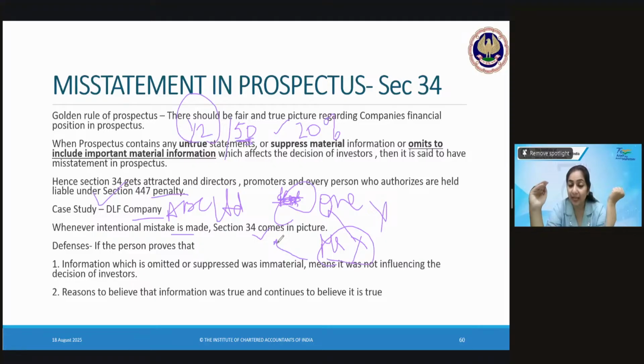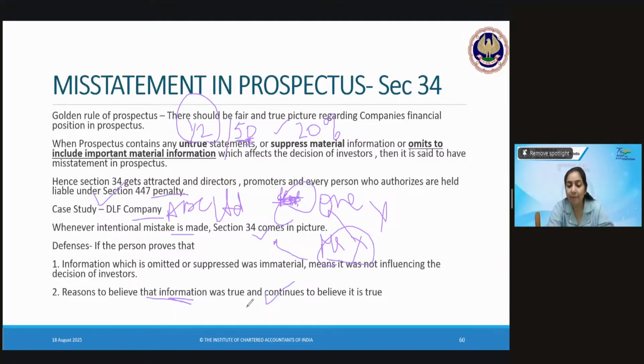If the information is such that it is not material, back to English because we have students from South also. If the information which has been omitted or suppressed was not material, for example, I failed to tell you that I have one office. I have told you I have 2 offices in Delhi, but one office is in Bandra, Mumbai also. I failed to disclose that. So it is not very material information. It is not affecting the decision of investor. Then I can save myself if I can prove this.